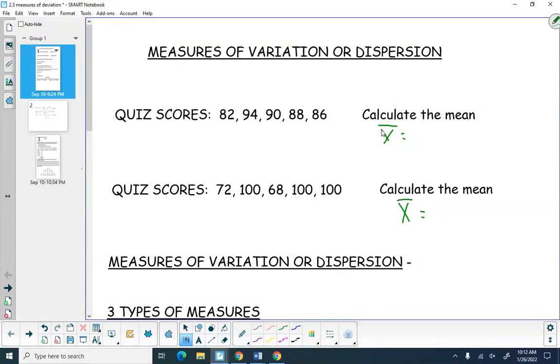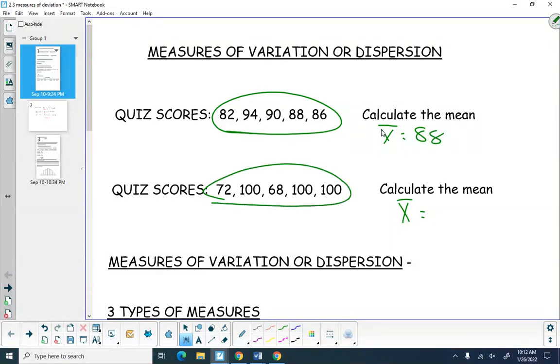I'll tell you what you get for the mean. What do you get if this was our set of test scores here? What was our mean for this one? 88. All right. What was your mean down here with this one? 88. Okay, we get 88 for both of these. You add them up and divide by the total number of values.